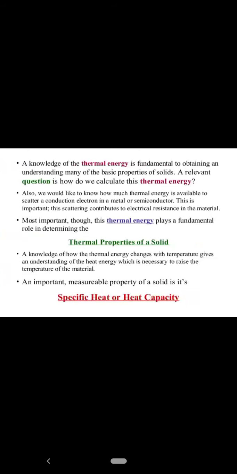An important measurable property of a solid is its specific heat or heat capacity. Lattice vibrational contribution to the heat capacity. The thermal energy is the dominant contribution to the heat capacity in most solids. In a non-magnetic insulator, it is the only contribution. Some other contributions: conduction electrons in metals and semiconductors, and the magnetic ordering in magnetic materials.